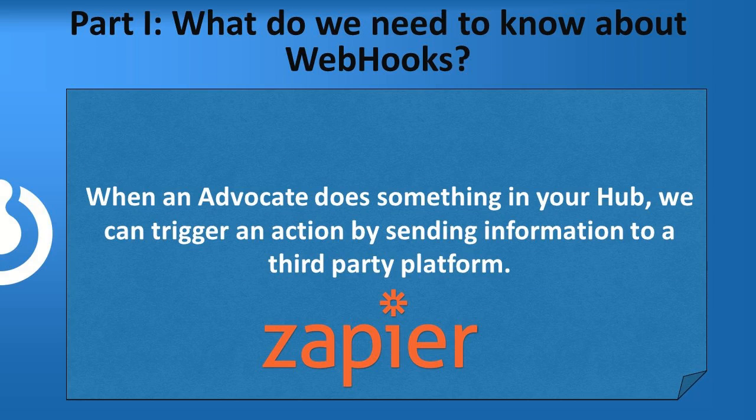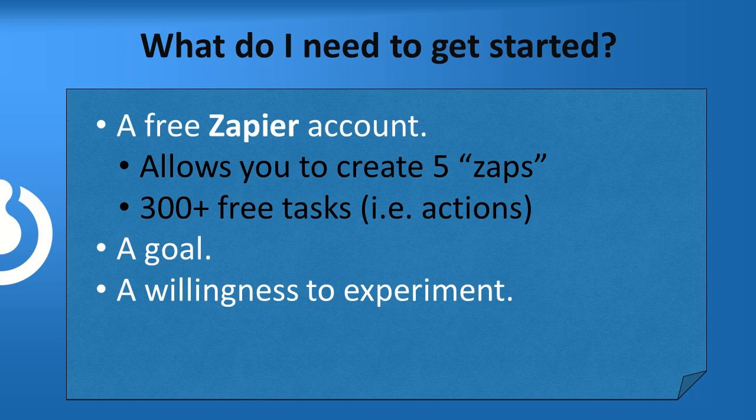But first, we're going to start by letting you know what you need to even get started making use of webhooks in AdvocateHub. First, it doesn't cost you any money to get started. You just need a free Zapier account. There are premium Zapier accounts that allow you to do more things, but just to begin, so you can understand the value of integrating with Zapier, you can have a free account. And a free account allows you to have 5 zaps. And we'll talk about what zaps are later. In the free account, you can also get 300 free tasks to begin with.